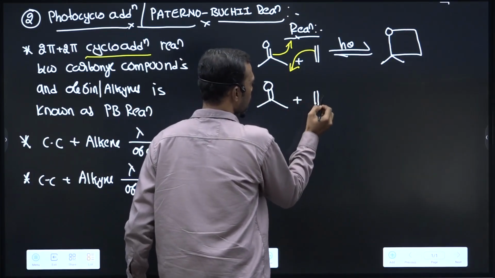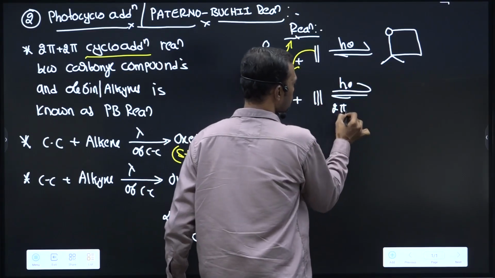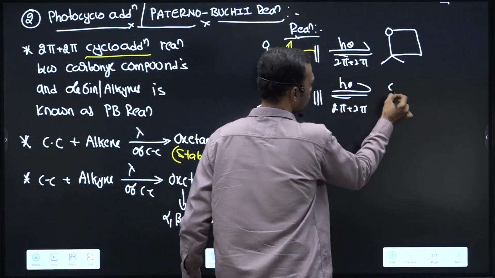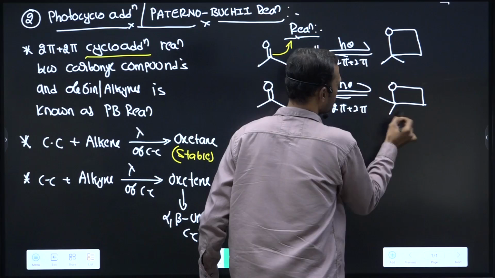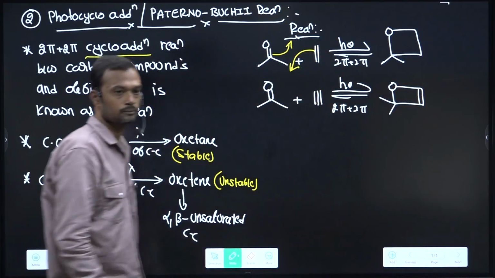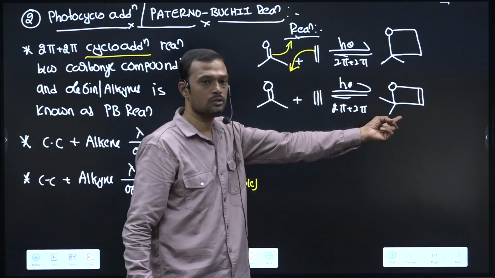The same carbonyl compound is going to react with a triple bond, the same photochemically. Here it is a 2π+2π cycloaddition. So here your product remains the same. Here 2 methyls, and what is your answer? Triple bond becomes double bond. This is called oxetene. This is oxetane, and this is oxetene.